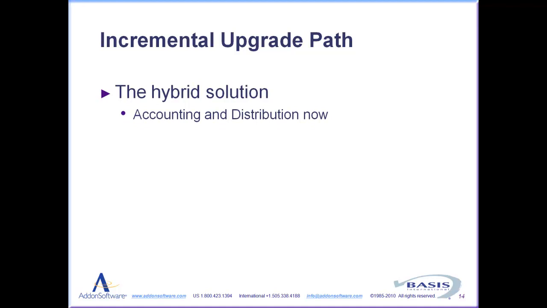Addon itself has taken that approach. The accounting bundle, which consists of AR, AP, and GL, is all available in the new modern look and feel. And similarly, the distribution bundle is available. That includes inventory control, invoicing, purchase order processing, sales order processing, and sales analysis. So all of that is available right now in the latest and greatest versions.